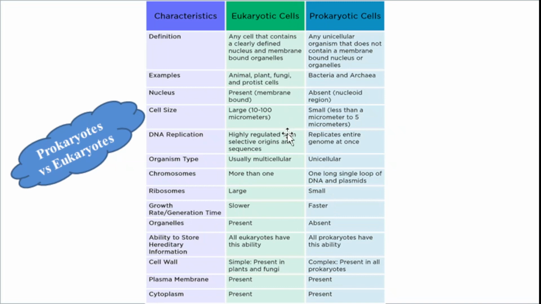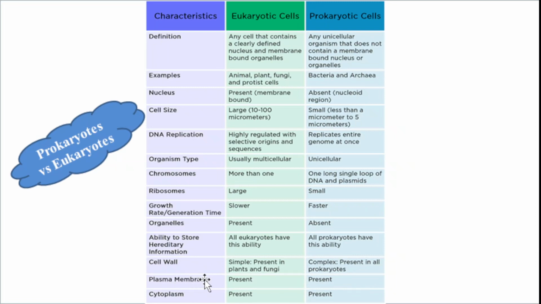Organelles. Eukaryotic cells have all the organelles, but in prokaryotic cells, organelles are absent. Ability to store hereditary information. All eukaryotes and all prokaryotes have this ability, meaning this characteristic feature is common in both. Cell wall. In eukaryotes, the cell wall is simple and present in fungi and plant cells. But in prokaryotic cells, the cell wall is complex and present in all prokaryotes.